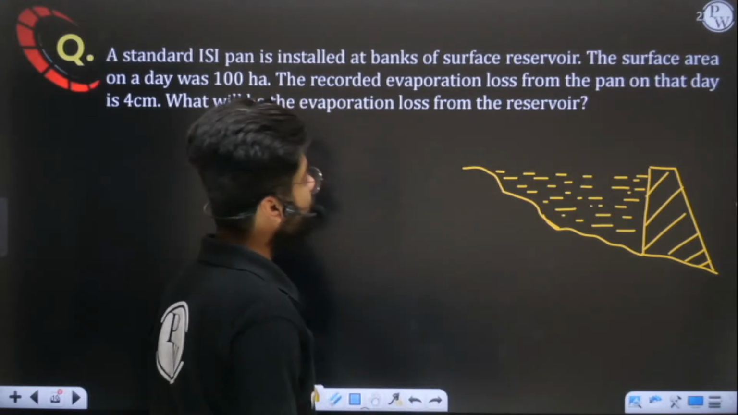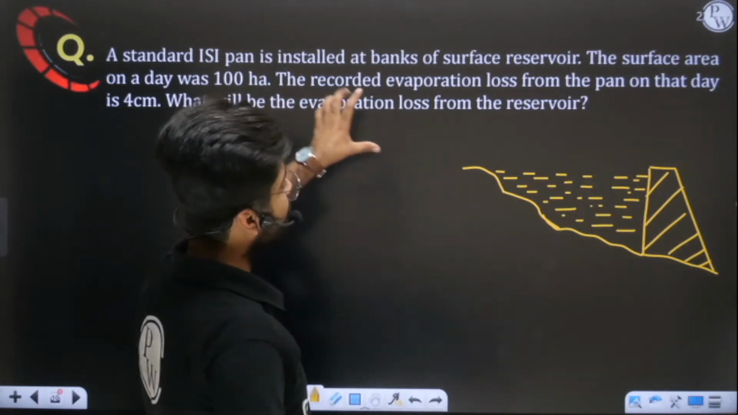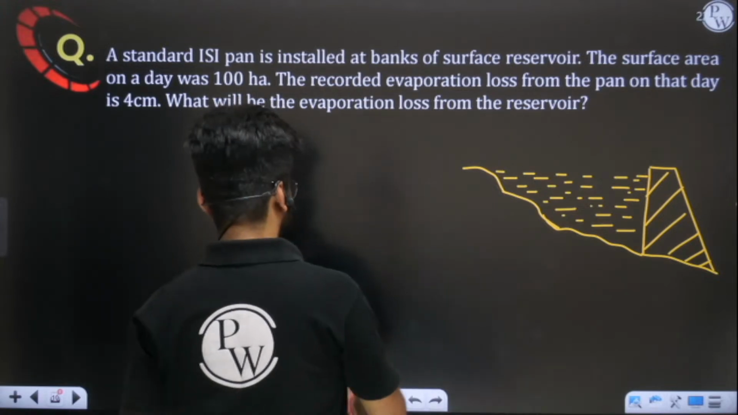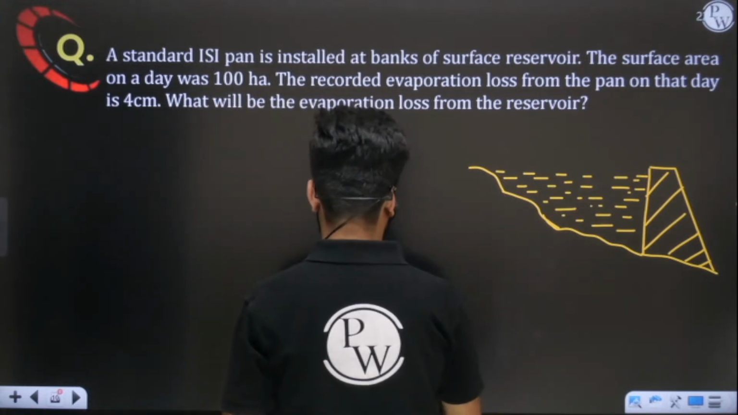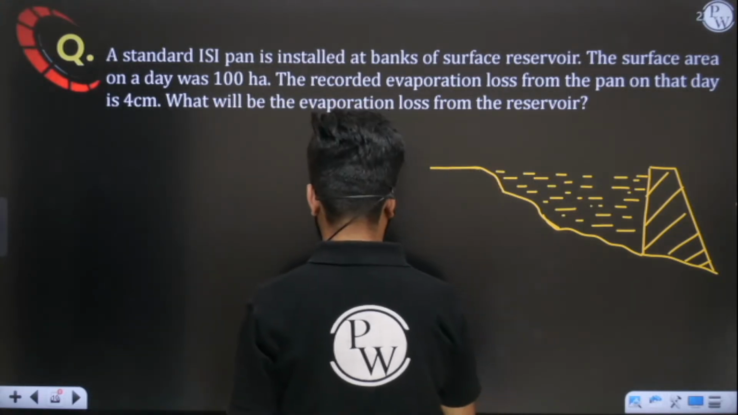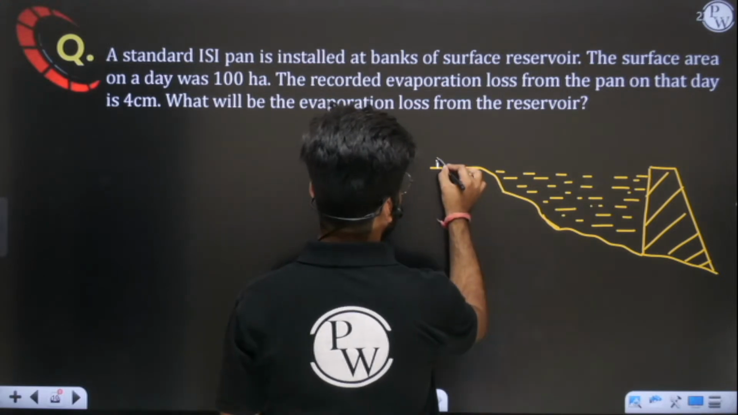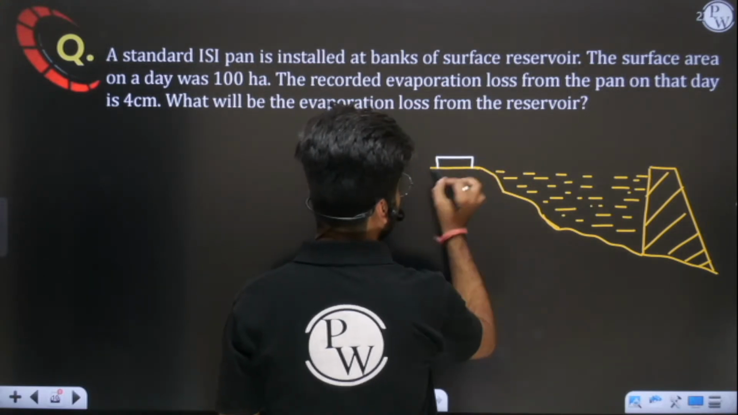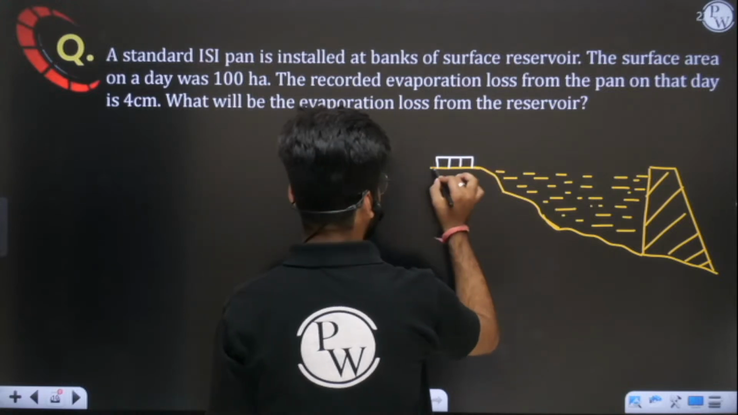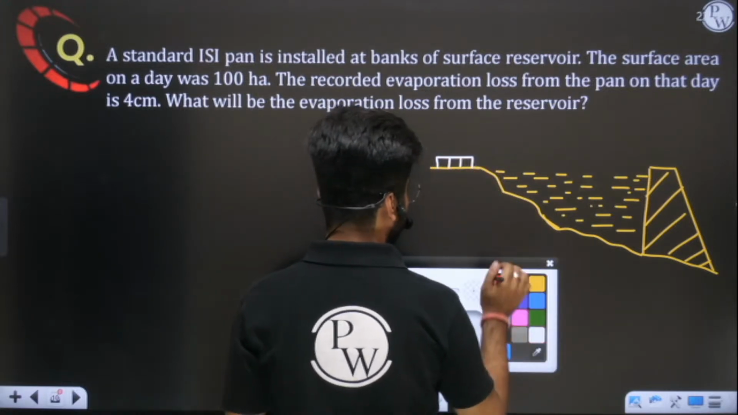No problem, sir. Now they are saying a pan was installed near this lake or reservoir. Let us draw a pan here. So, sir, for the pan we have a wooden base. First we have a wooden base, and on that wooden base a pan is installed.